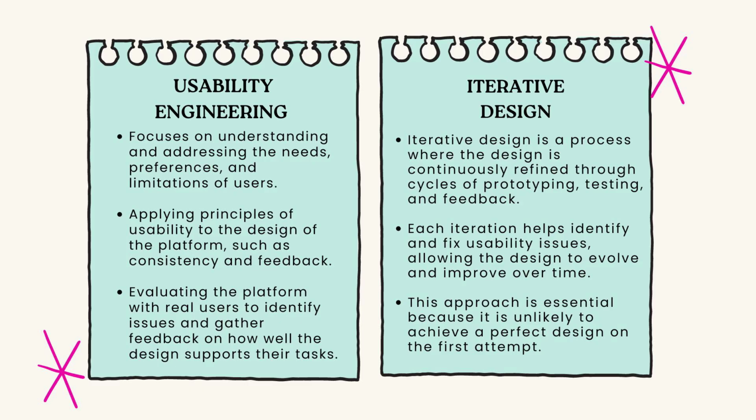Usability engineering is about understanding and addressing the needs, preferences and limitations of our users. It involves applying principles such as consistency and providing feedback to the design. We also evaluate the platform with real users to identify any issues and gather feedback. This ensures that the platform supports their tasks effectively. Interactive design is a process of continuous refinement. Through cycles of prototyping, testing and feedback, we improve the platform over time. This approach is vital because it's unlikely we will achieve a perfect design on the first try. Each iteration helps us identify and fix usability issues, leading to a better product.